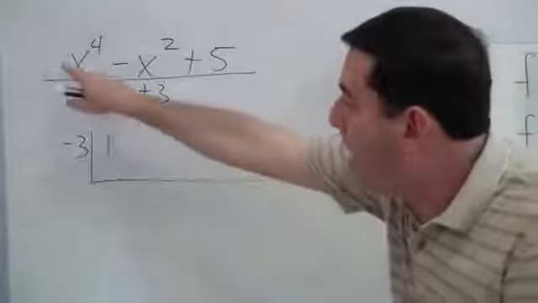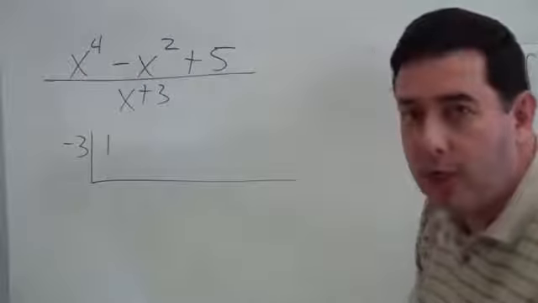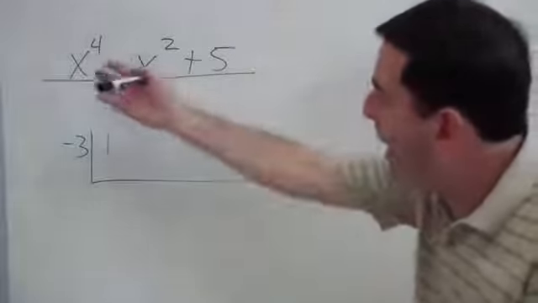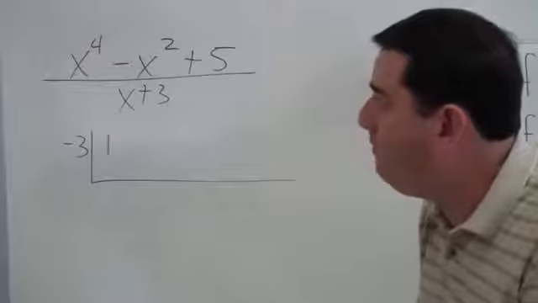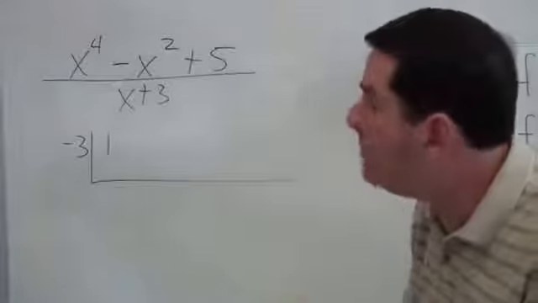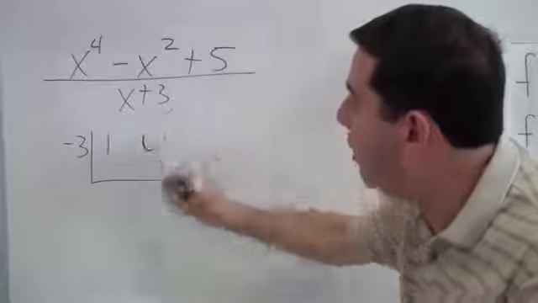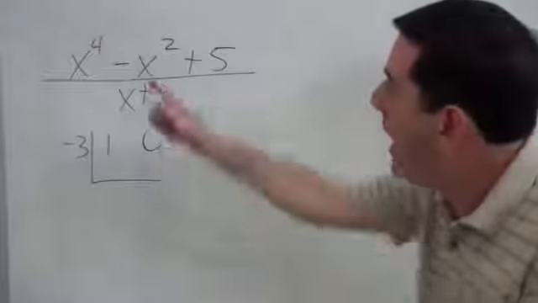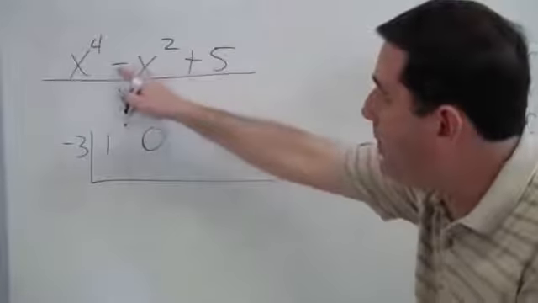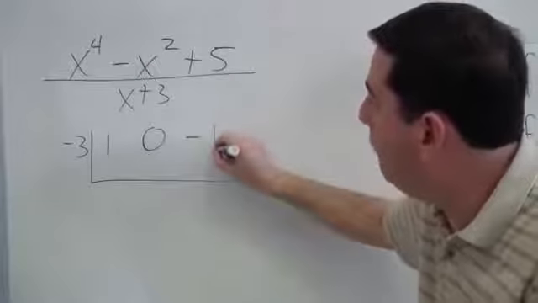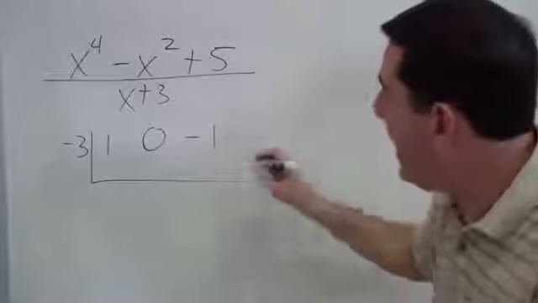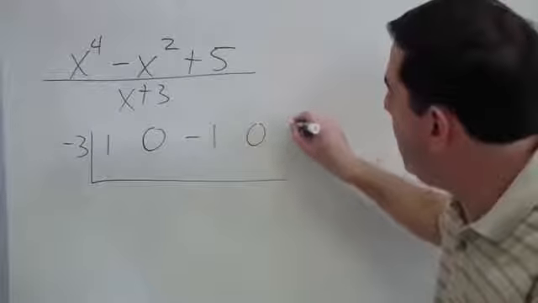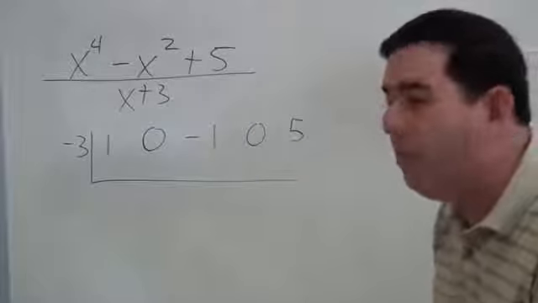We had a 1x to the 4th that started us off. Now, do I have here an x cubed term? I don't. Since that term's missing, I need 0 to hold the place of that x cubed term. I do have an x squared. The coefficient here is a negative 1. We're missing an x, and then back on the back is a constant value of 5.